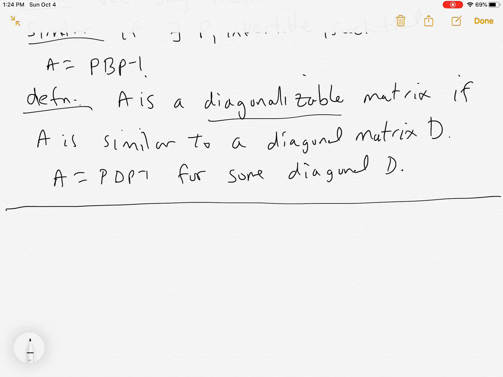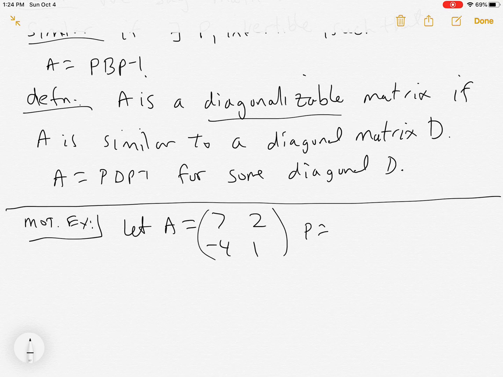So here's an example, a motivating example. Let A be the lovely 2 by 2 matrix, 7, 2, minus 4, 1. Let P be the magical matrix, 1, 1, minus 1, minus 2, which is invertible. Its determinant is negative 1. And P inverse turns out to be 2, 1, minus 1, minus 1.